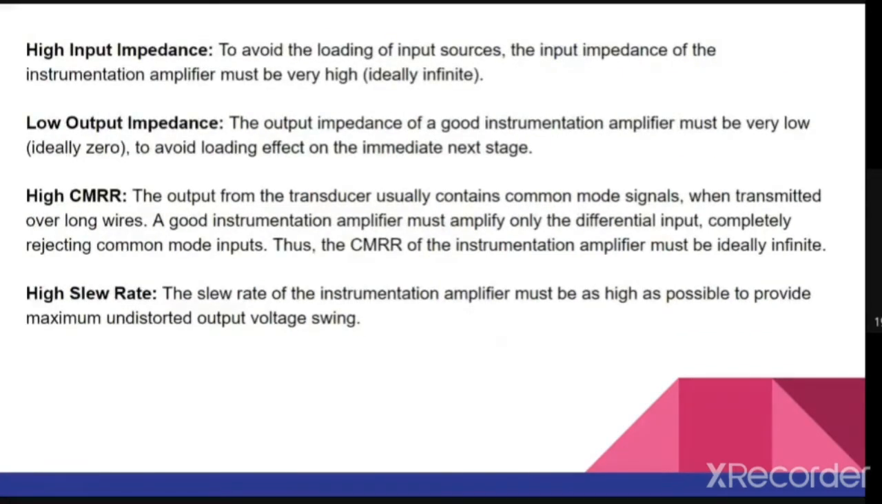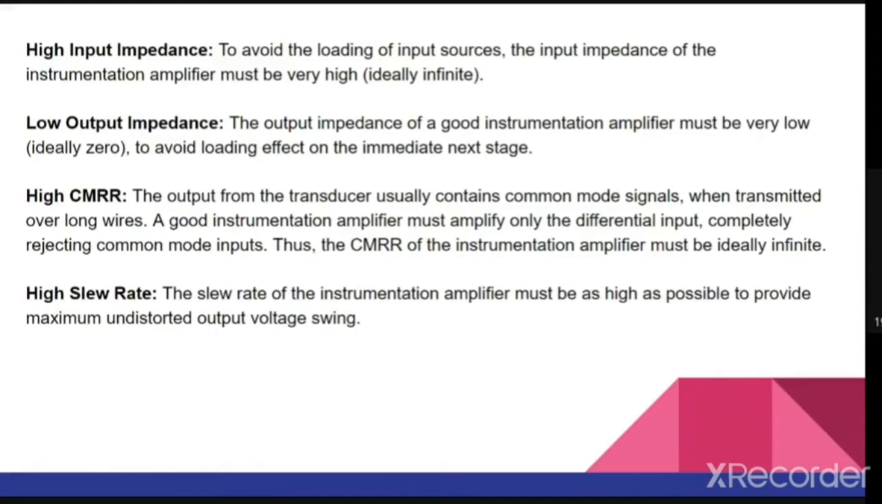Next, high input impedance. To avoid the loading of input sources, the input impedance of the instrumentation amplifier must be very high, ideally infinite. Next one, low output impedance. The output impedance of a good instrumentation amplifier must be very low, ideally zero, to avoid loading effect on the next stage. The next one, high CMRR.